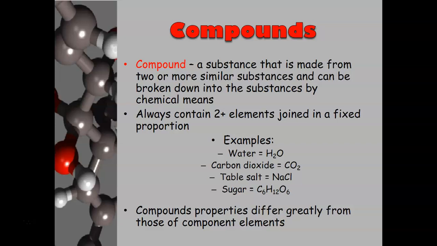For example, CO is not carbon dioxide, it's carbon monoxide. And so its properties are going to be slightly different because the ratio in which I'm finding those elements is different. Something else to keep in mind is that the properties of compounds don't necessarily have any connection to the properties of the elements that combine to make them up.